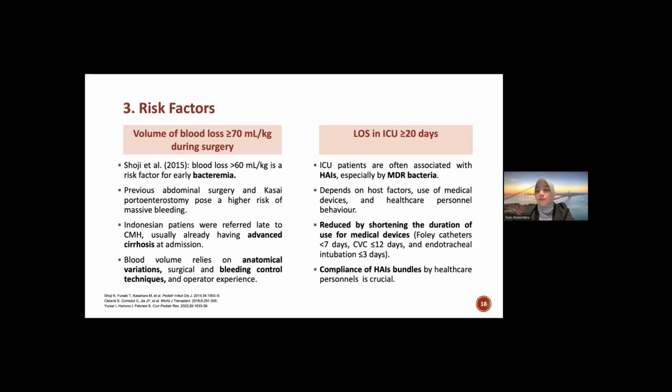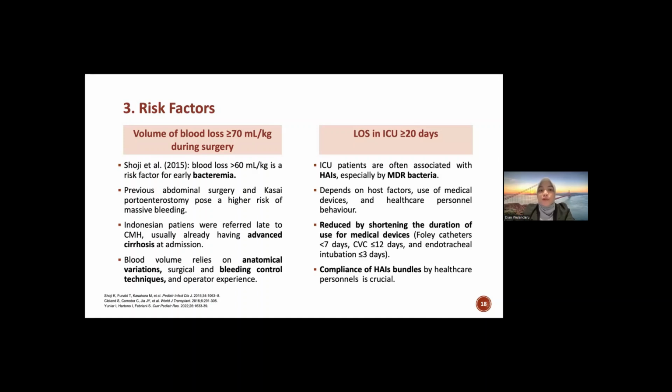2.479. Shoji et al. reported blood loss greater than 60 milliliters per kg is a risk factor for early bacteremia. Because our center is still lagging behind the Japan center, we use a higher threshold of 70 milliliters per kg. This also equals massive bleeding in children older than 3 months old.